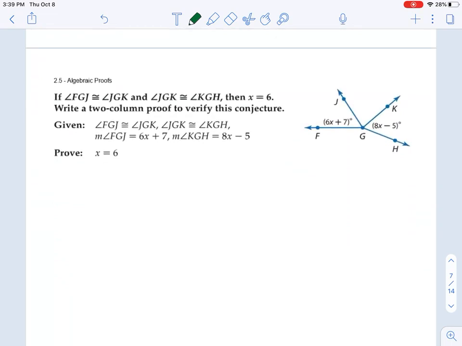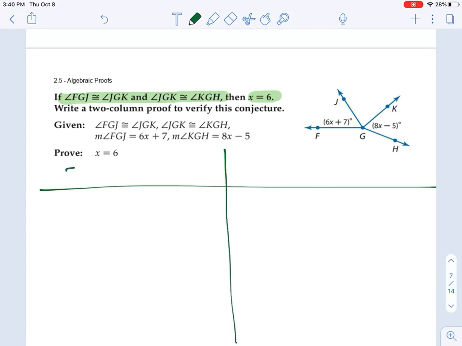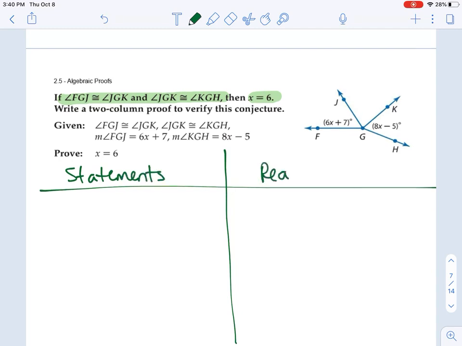So we are given if angle FGJ is congruent to JGK and JGK is congruent to KGH, then we are trying to prove x equals 6. We're going to write a 2-column proof to verify. So we have statements over here and reasons on the right side.